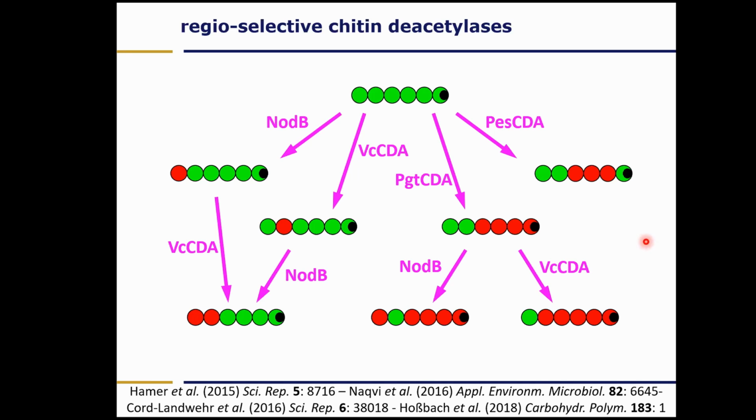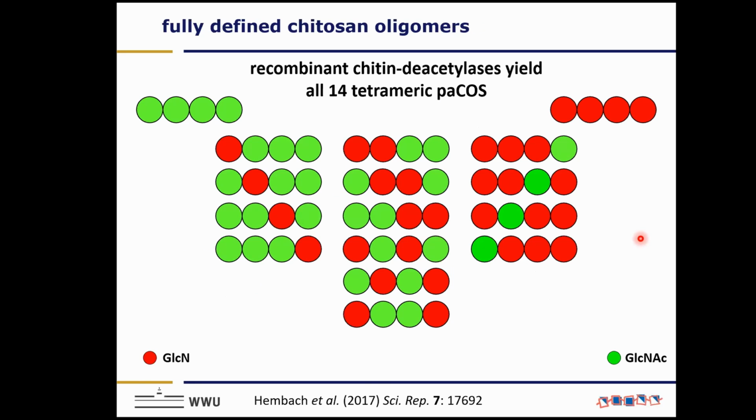So surprisingly, with just a handful of, or maybe two handfuls of chitin deacetylases, we were able to prepare all 14 possible tetrameric chitosan oligosaccharides. We can prepare them, of course, only on small scale, on milligram scale, but that's enough for bioactivities. And I will give you one example here. That's on the mono-acetylated tetramers. So the ones that have a single acetylated unit, which can be at the non-reducing end, next to the non-reducing end, next to the reducing end, or at the reducing end.